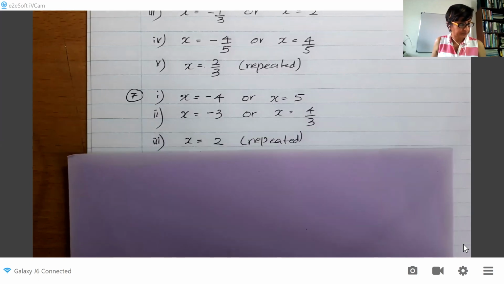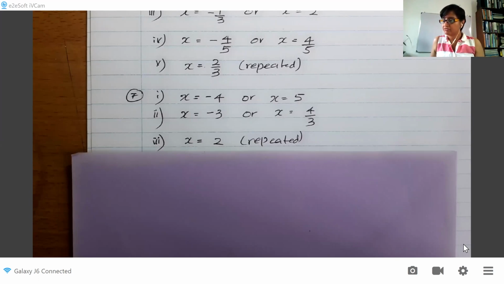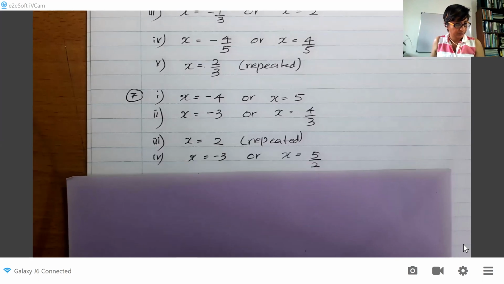Number 7, part 3. X equals 2, just one answer because it's repeated. It's the same answer again. So this parabola is just touching the x-axis. Is it a smiling one? Yes, it is a smiling one, and it's touching the x-axis.